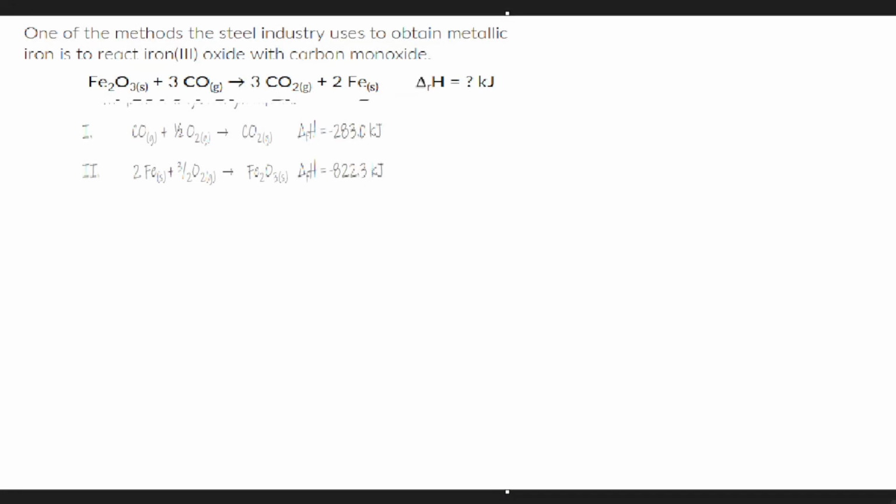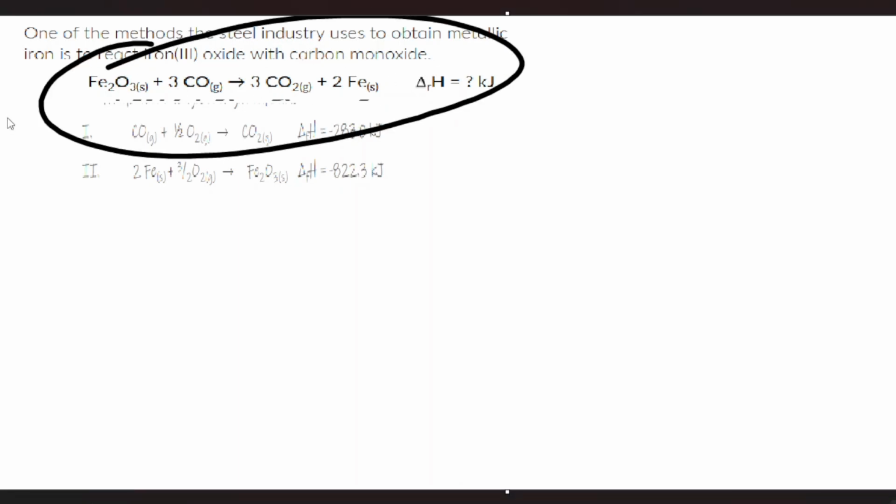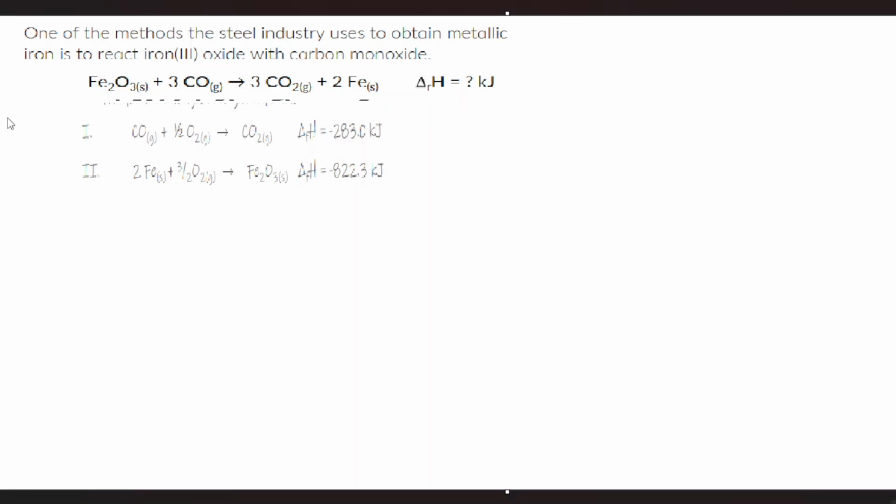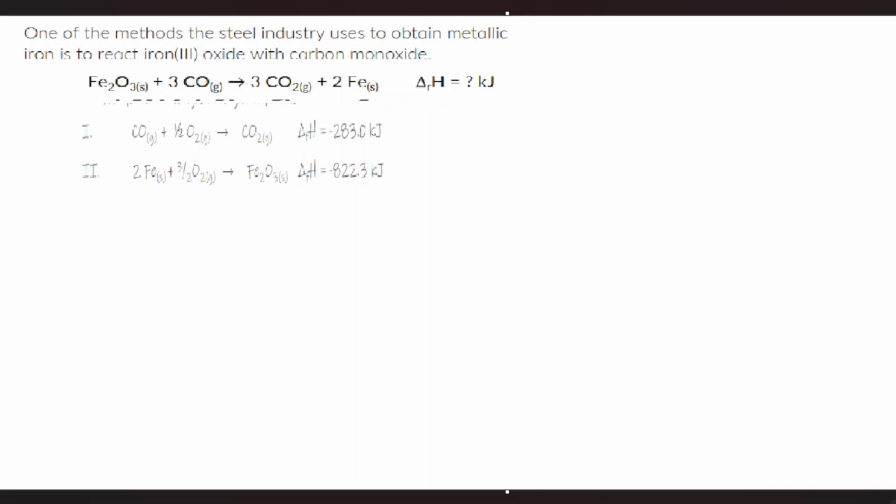Alright, so Hess's law problems. You have to write the net equation if it is given. Here it's given. Then you have to manipulate these two equations given to add up to give us this. And if we're going to multiply an equation, we have to multiply the enthalpy by the same factor.